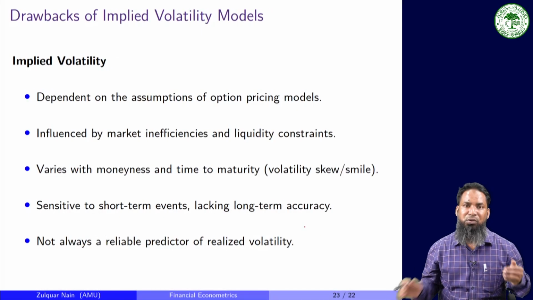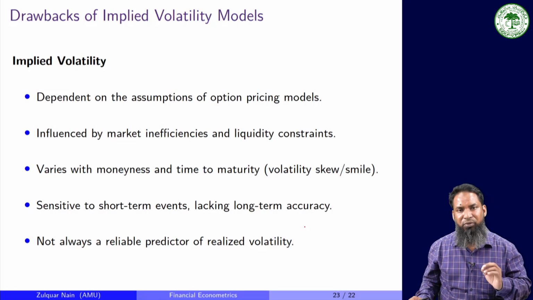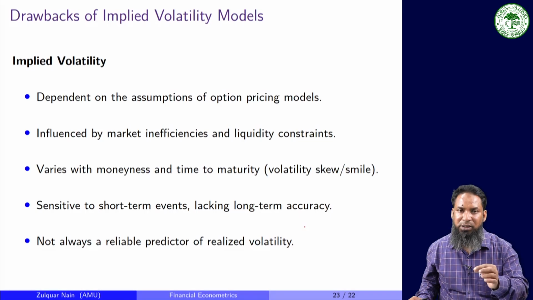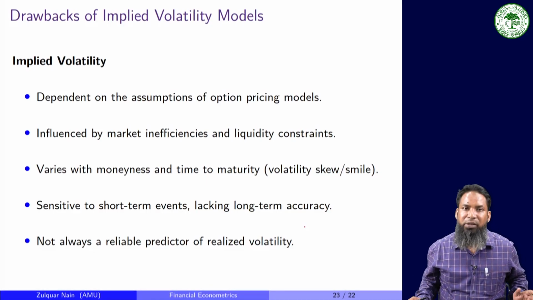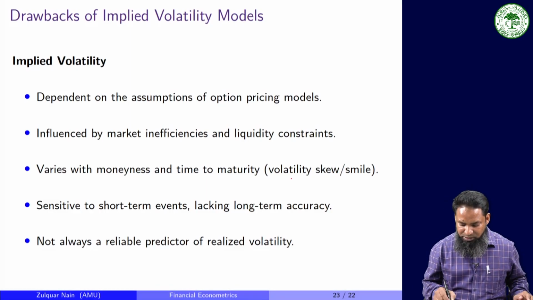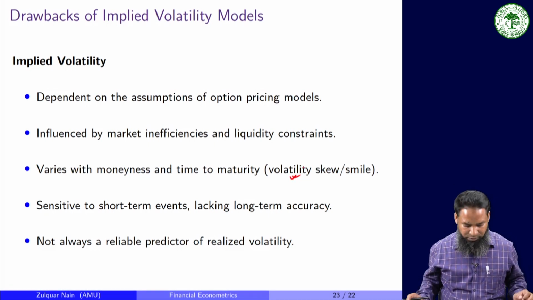However, implied volatility also has certain drawbacks. What are the drawbacks we have? First, we derive implied volatility from an option pricing formula. So that means it will depend on the assumptions of that option pricing formula. If the assumptions are not realistic, the implied volatility will also not be a realistic measure. It is influenced by market inefficiency and liquidity constraints, because that affects the option pricing. It varies with moneyness and time to maturity, as we have discussed. It may show the volatility skew or volatility smile, so it is not constant.